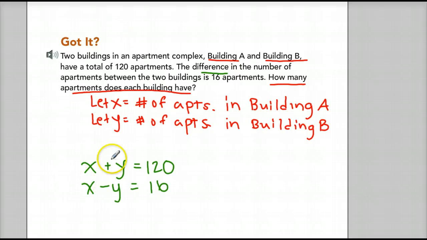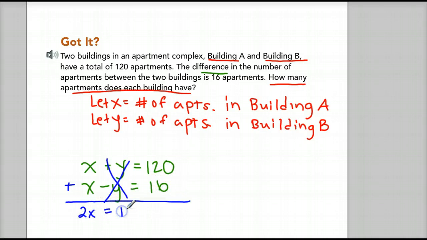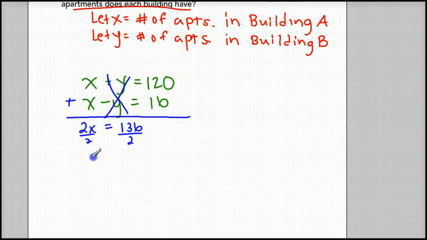Now what they're wanting us to do here is use elimination method, use addition method. So let's go ahead and do that. Which one are we going to eliminate? Well, we're going to eliminate y, because they have opposite signs. So we get 2x equals 136. We divide both sides by 2. So x equals 68. So what does that mean? That means x is the number of apartments in building A. So building A has 68 apartments.